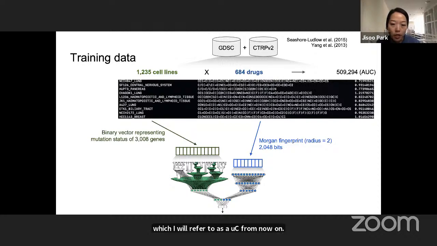An example of the training data is shown on the slide. Each cell line is translated into a binary vector representing the mutation status of the 3008 most frequently mutated genes across all cell lines. Each SMILES representation of the drug is translated into a Morgan fingerprint, a binary vector whose length is 2048. Then the pair of binary vectors is fed into the model with the drug response AUC values.